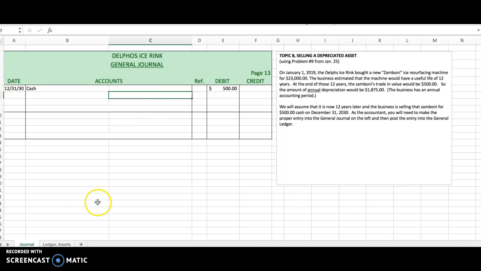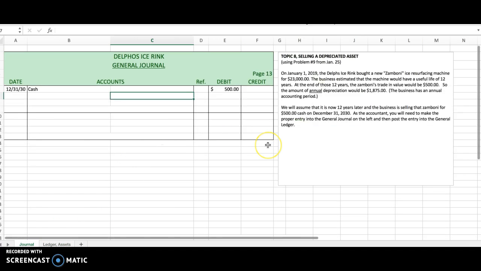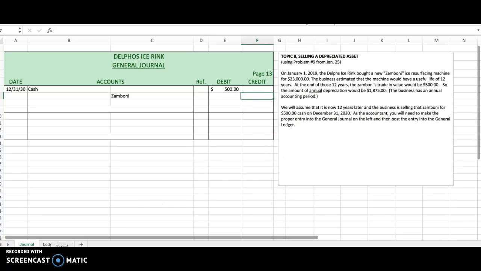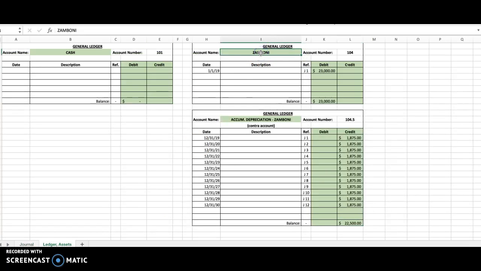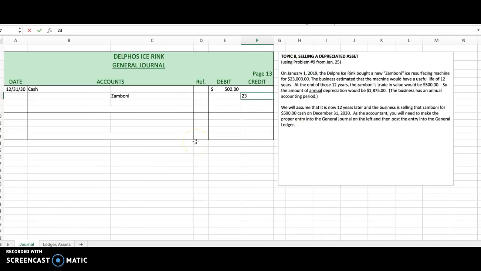So one of the accounts from the ledger over here will be the actual Zamboni account. So we credit that account by the amount that it takes to close that account. In other words, we want this account to balance out to zero. It has a debit of $23,000. We now need a credit of $23,000. So that's what we put into the journal.